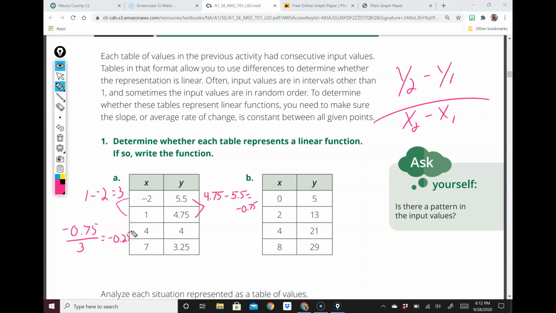And I could test that again with some different values, but I see that I'm going down here by 0.75, and I see that I'm also increasing here by 3. So this is definitely constant. So this is my slope, and it says to write a function. So I've got my slope, and now I need to find the y-intercept.